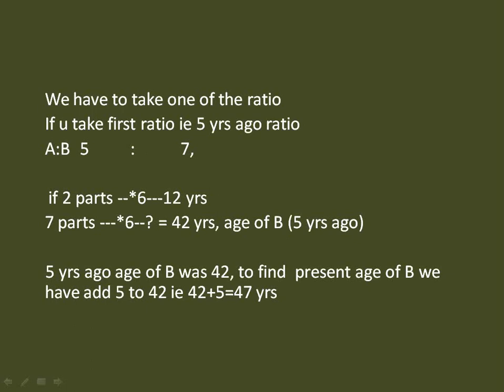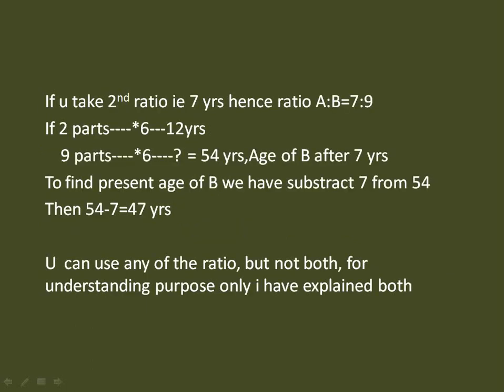That is 42 plus 5, 47 years. You can find the present age of B with another ratio, that is 7 years hence ratio. Let us see how it will be calculated. Take the second ratio, write it down: 7:9. If two parts are 12, what is the number representing B?